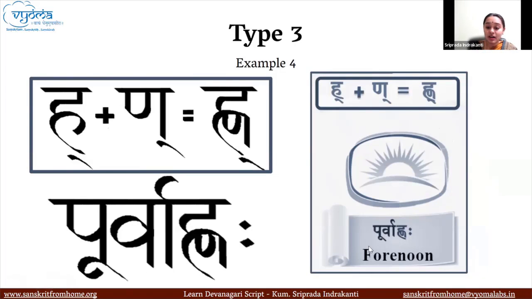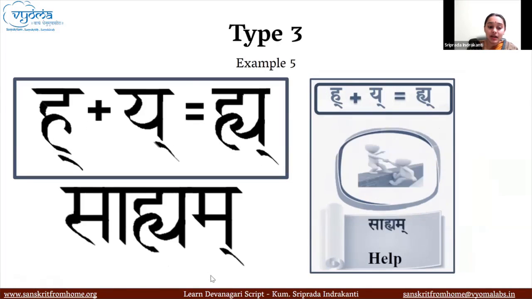So Purvanhaha is forenoon, and the na comes inside the ha. Then we have Sahyam. Again, you observe the ha, and from this point, you see the ya taking place. It shoots from here, and again the ya is shrunk, and it goes to the bottom right.